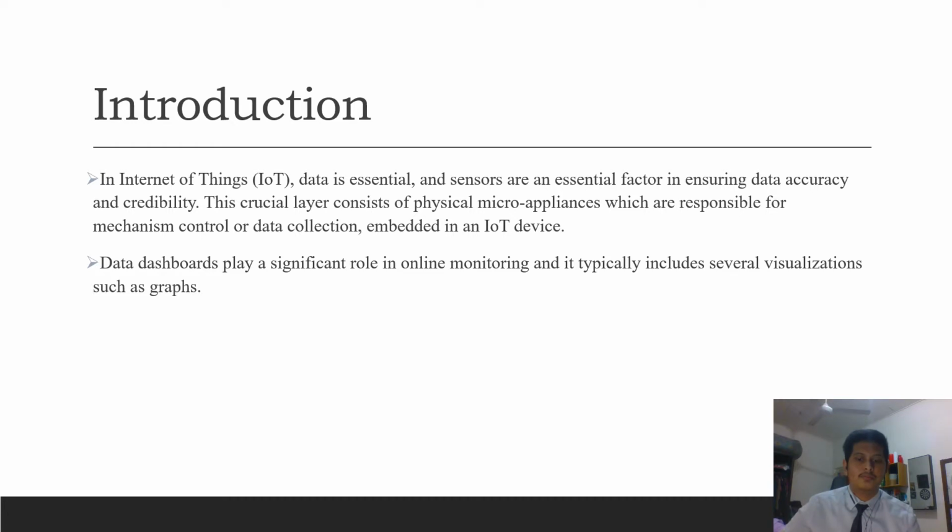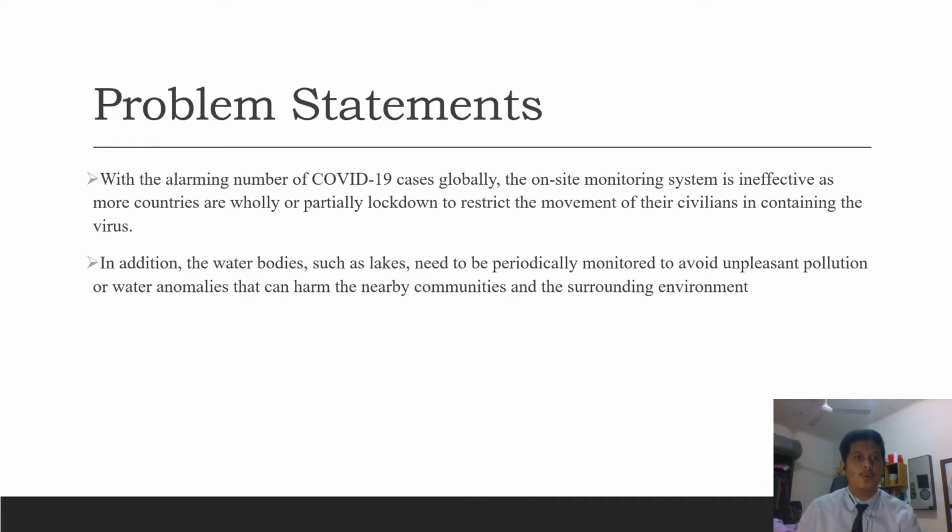For the problem statement, with the alarming number of COVID-19 cases globally, the on-site monitoring system is ineffective as more countries are wholly or partially locked down to restrict the movement of their civilians in containing the virus. In addition, water bodies such as lakes need to be periodically monitored to avoid unpleasant pollution or water anomalies that can harm the nearby communities and the surrounding environment.